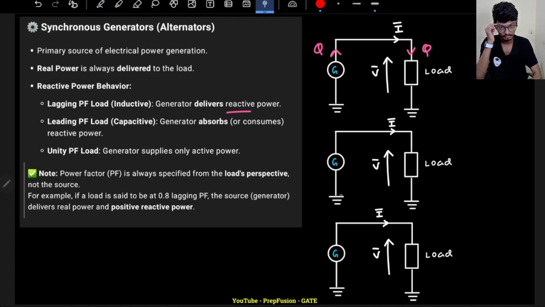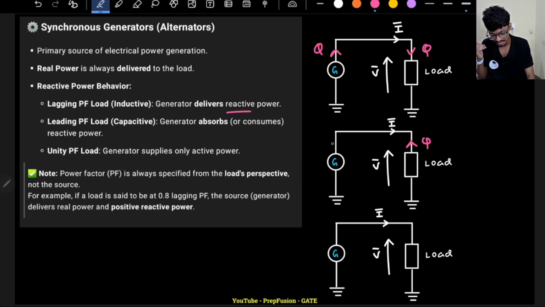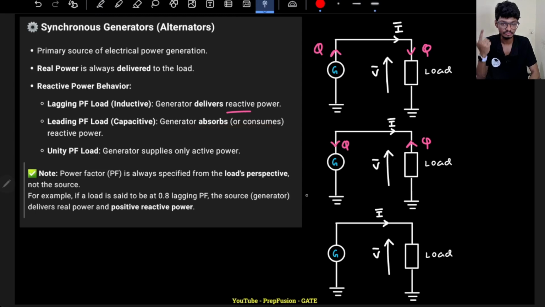Very important thing, please keep this in your mind. Now the generator is operating in leading reactive power. Leading reactive power means the load is capacitive, that means the load will deliver the reactive power and the generator will consume the reactive power. So the generator absorbs or consumes the reactive power. Unity power factor, there is no reactive power transfer.